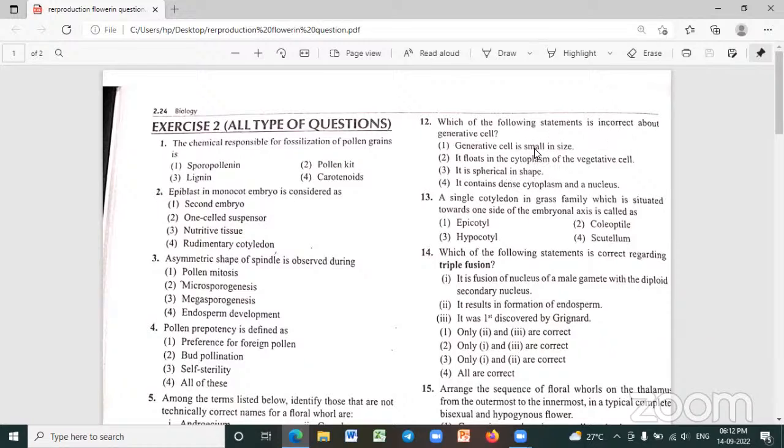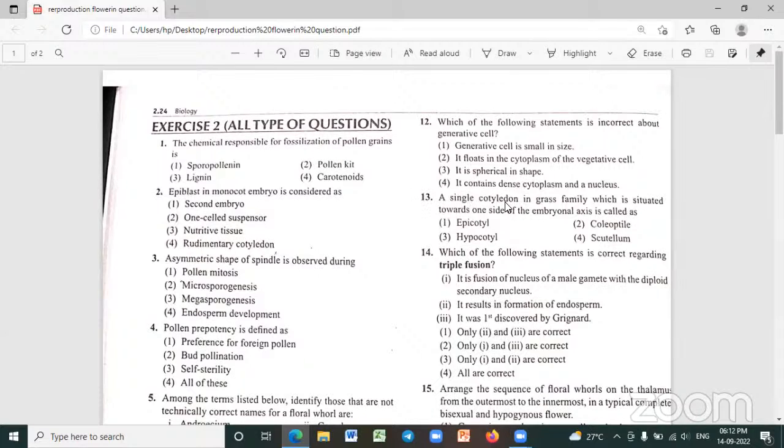Okay, see, the generative cell is a small one, it's correct. It floats in the cytoplasm of the vegetative cell, it's also correct. It is spherical in shape, it is not spherical in shape. It contains dense cytoplasm and nucleus. Which one is not correct, otherwise called incorrect? It is the spherical shape. Go to the next one.